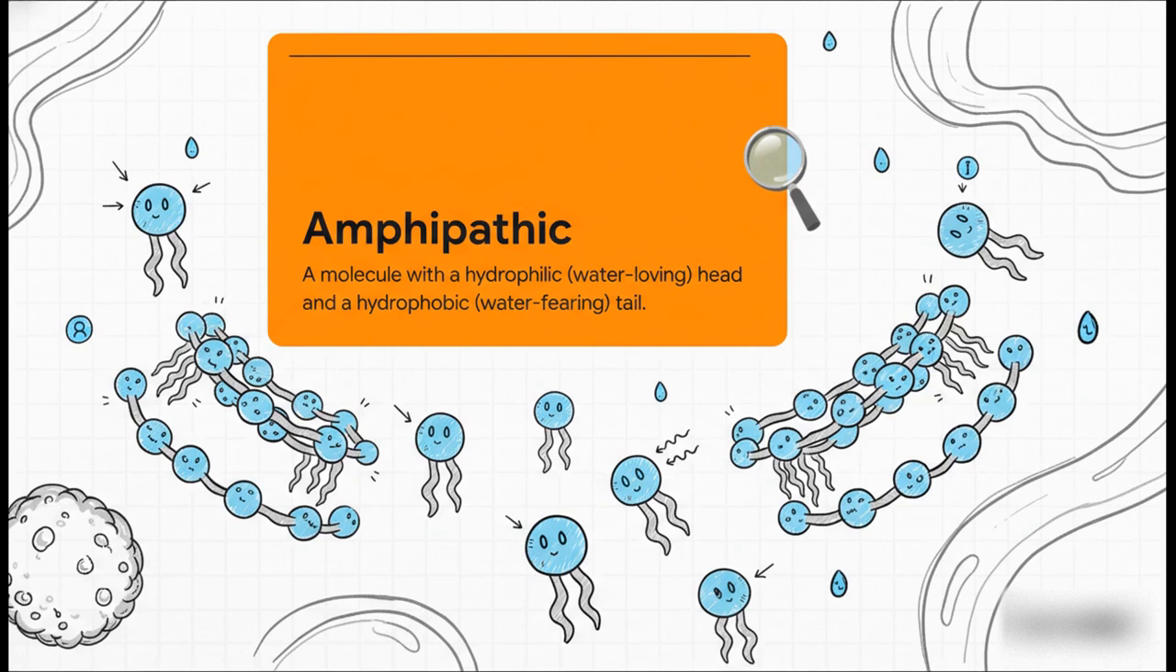It's a fancy word, but the idea is simple. These membrane lipids have that split personality. They have a polar head that loves water, it's hydrophilic, and a nonpolar tail that hates water, it's hydrophobic. It's this love-hate relationship with water that forces them to automatically build barriers all by themselves.